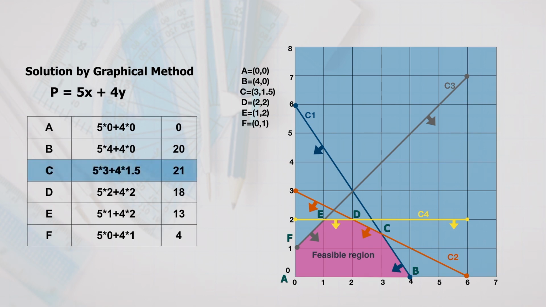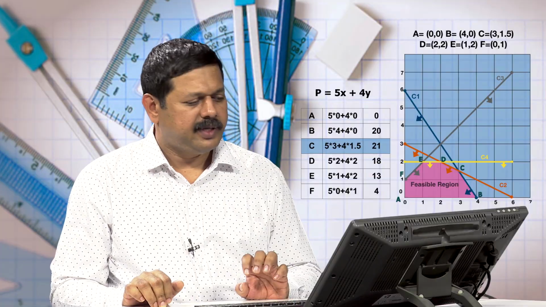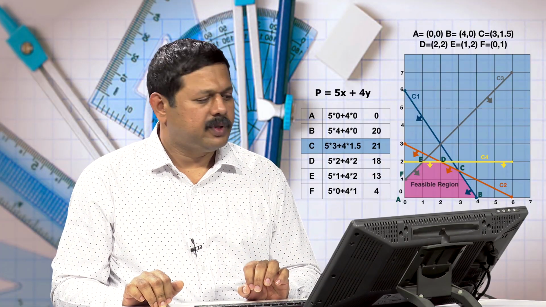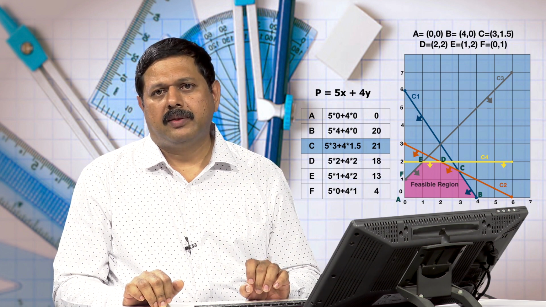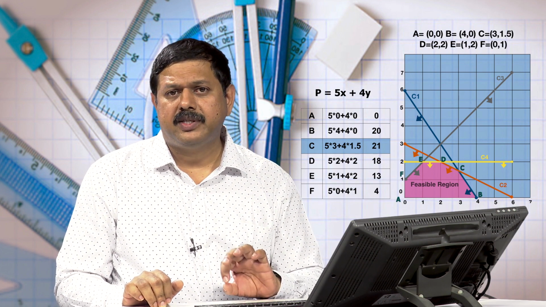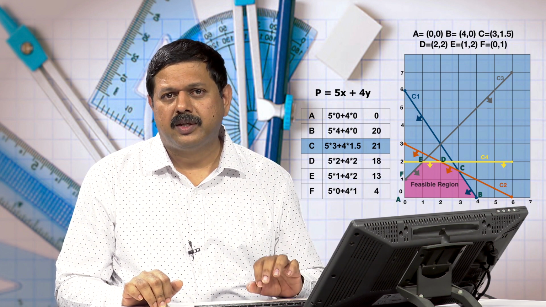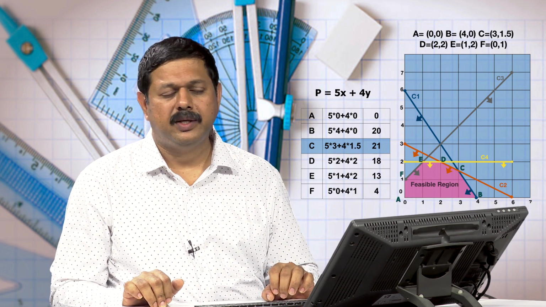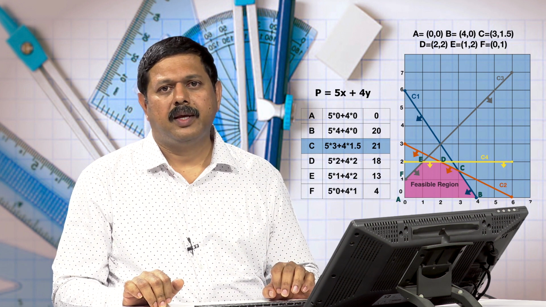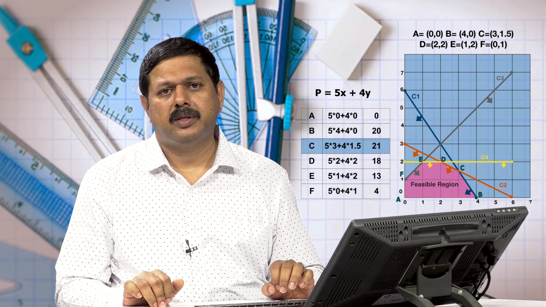Hence, the solution for the given problem is x equal to 3, y equal to 1.5 and the maximum value is 21. That is, when the tons of exterior paints produced daily is 3000 units and the tons of interior paints produced daily is 1500 units, the maximum profit is 21,000.